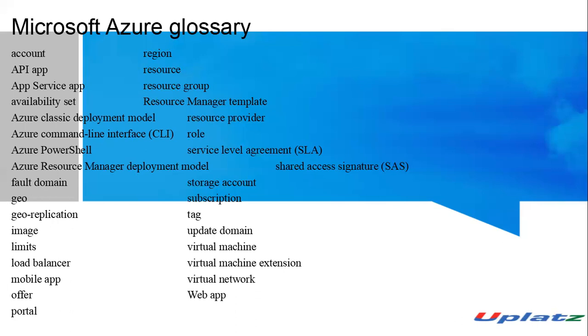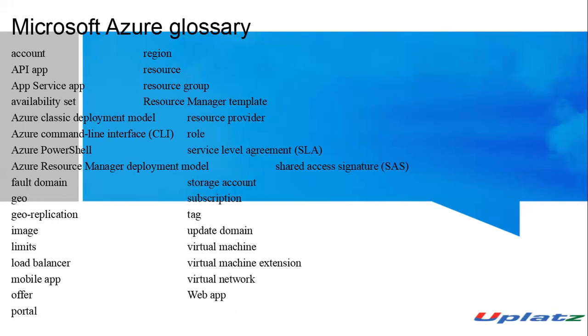Then we have fault domain. It's the collection of virtual machines in an availability set that can possibly fail at the same time. An example is a group of machines in a rack that share a common power source and network switch. In Azure, the virtual machines in an availability set are automatically separated across multiple fault domains.